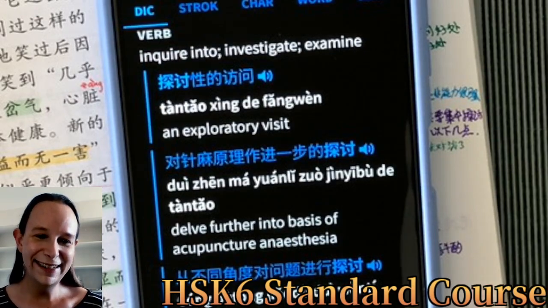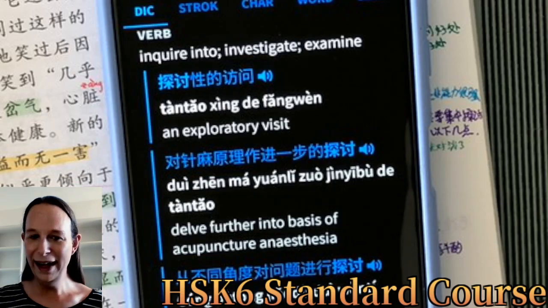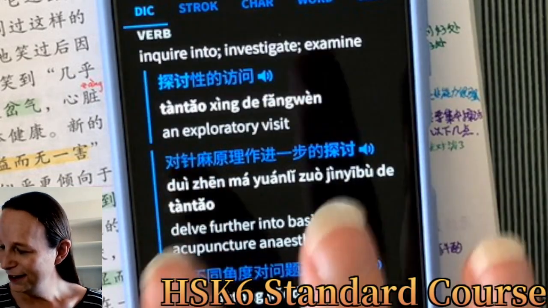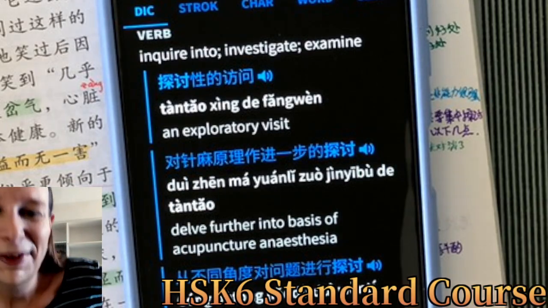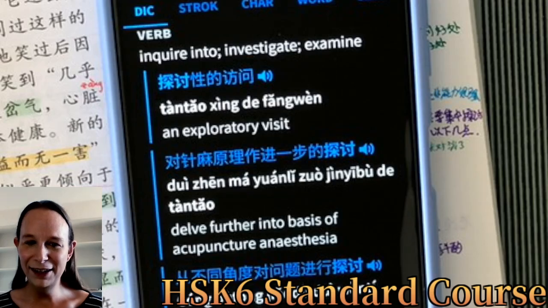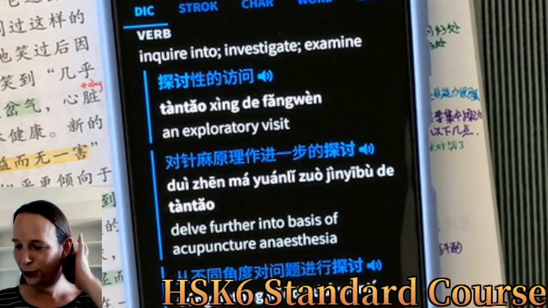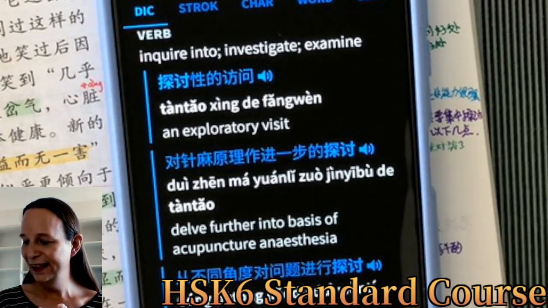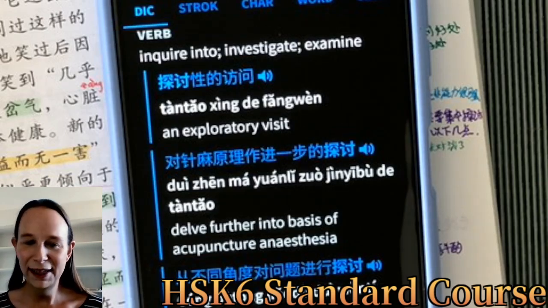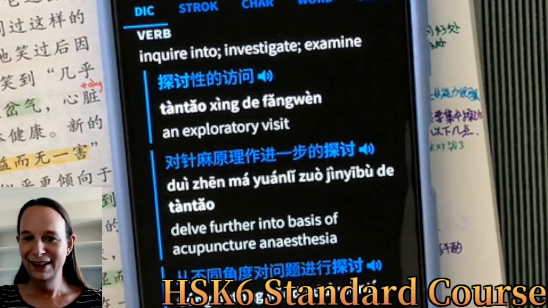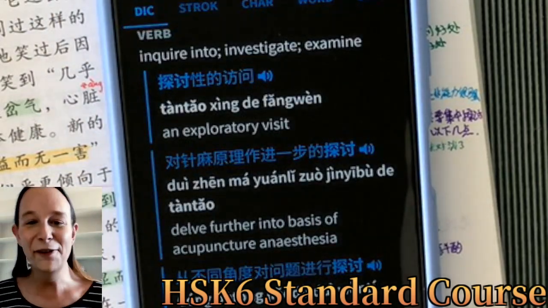Yeah, there is a word in Chinese which is called 真对, and it's this 对, and this 真, but this is backwards. This is 对真马云你. So, in relation to acupuncture anesthesia, the principles thereof, 做进一步的探讨. So, it's like delve a step further.